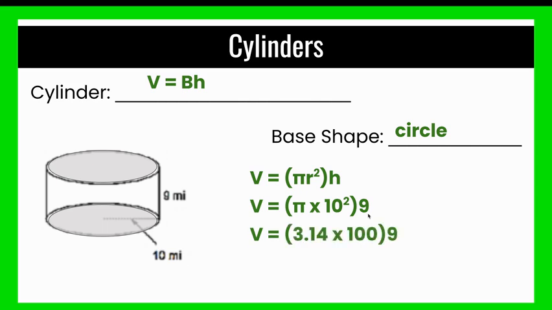10 squared is 100. 3.14 times 100 is 314. 314 times 9 is 2,826. And the unit for this was miles cubed. That's a very, very large cylinder.